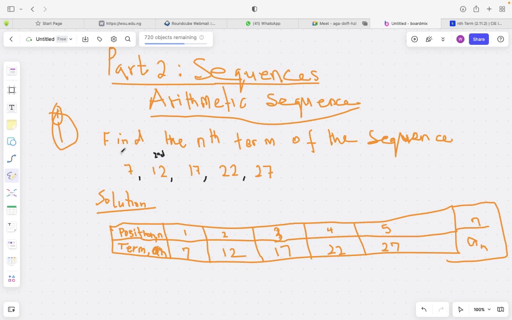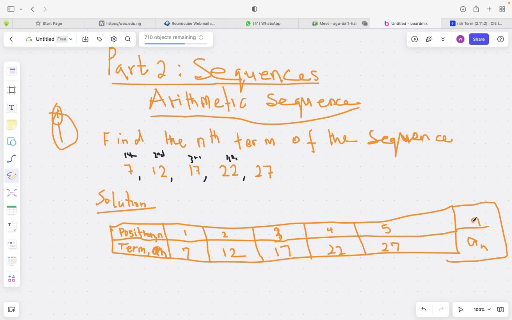This is the first term, that's why we call it position 1. The other positions we are just naming according to how they come. This is the second term and it's position 2. 17 is the third term, that's why it's position 3. 22 is the fourth term, that's why it's in position 4. And 27 is the fifth term, that's why it's in position 5.